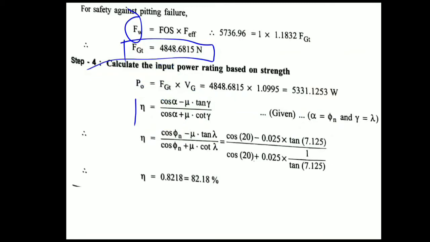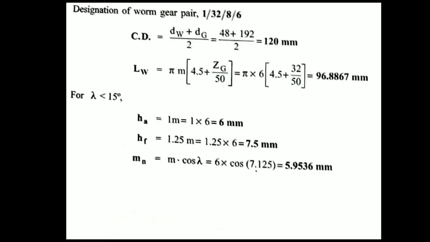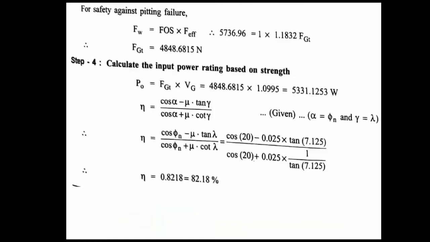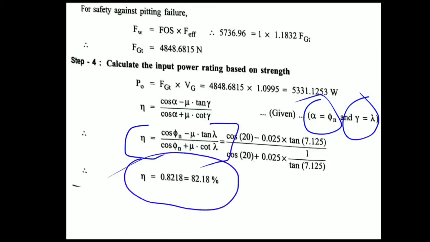In the efficiency they have mentioned alpha, which is nothing but the pressure angle, and here they have mentioned gamma, we will have to take lambda, the lead angle. So that is very important, we need to check, because most of the time what happens, students read the numerical, see this efficiency, and directly say the data is wrong, something is wrong, they will lose marks. No, so we need to take care of it. So here alpha is nothing but the pressure angle, 20 degree, and lambda is nothing but gamma. So just put all the values here, we will get the efficiency, and that efficiency is around 82%. From this we calculate input power.